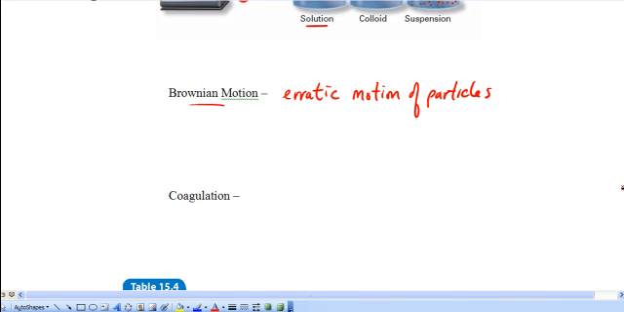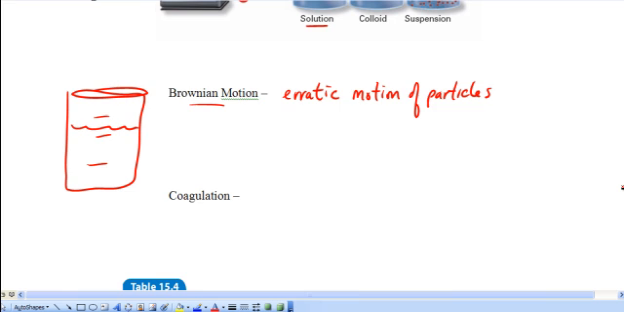You can also see Brownian motion if you have a beaker of water, and you put a few drops of, say, food coloring in there, you'll see the food coloring getting mixed around by the motion of the particles. And so that was observed first inside of a colloid.